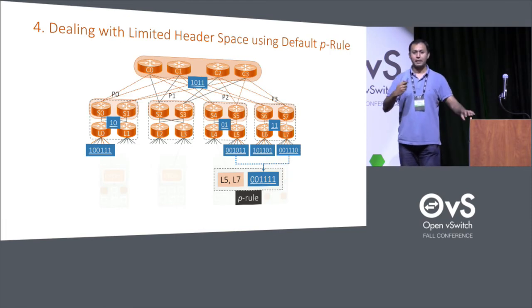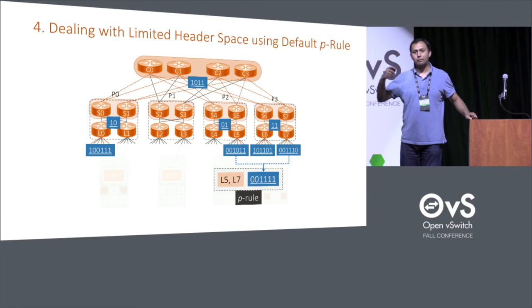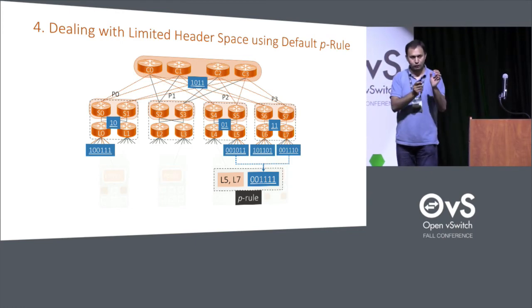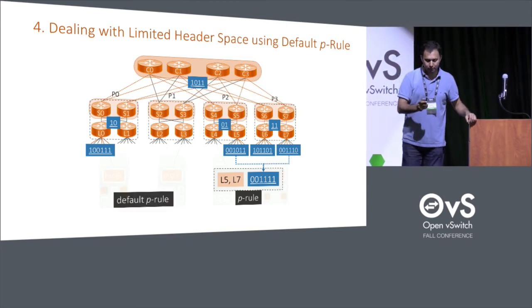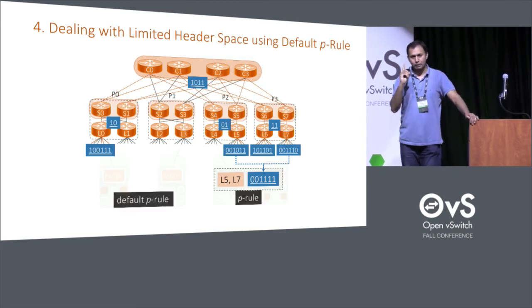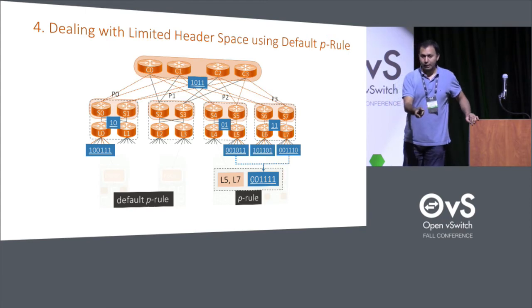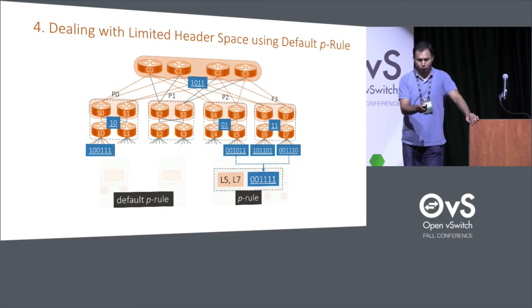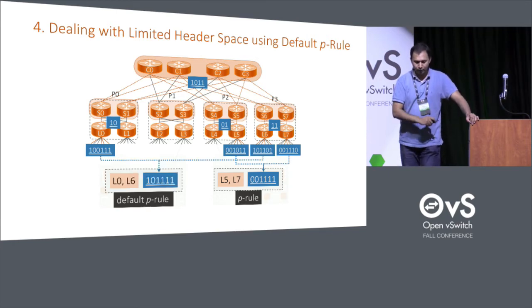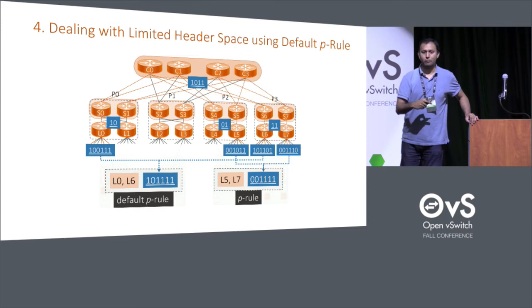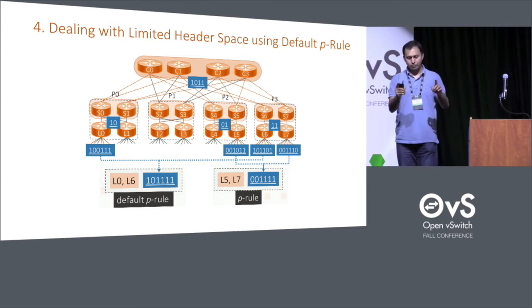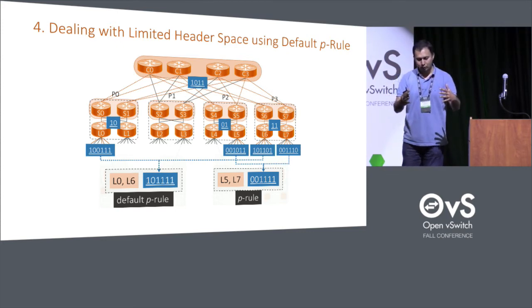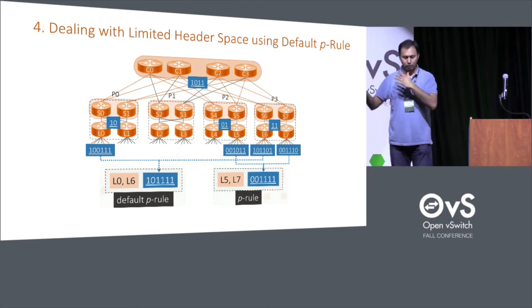Moving one step further, the thing is, even after applying all these techniques so far, we may still have some leftover switches. And to handle those leftover switches, we come up with this notion of a default P rule. So what this means is, if we only have one P rule space in the packet, then L5 and L7 will get a P rule, but then we still have L0 and L6 remaining. So what we do is we take these two and put them together in a default P rule, which is a bitwise OR of all the switches that are not assigned a P rule at this point.